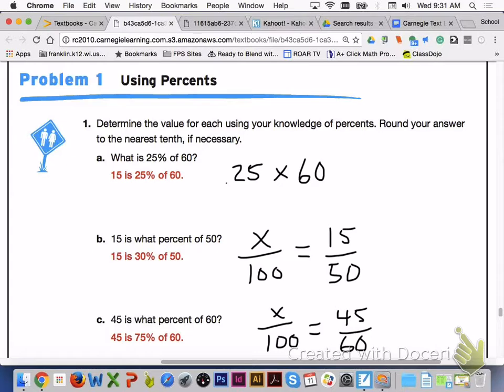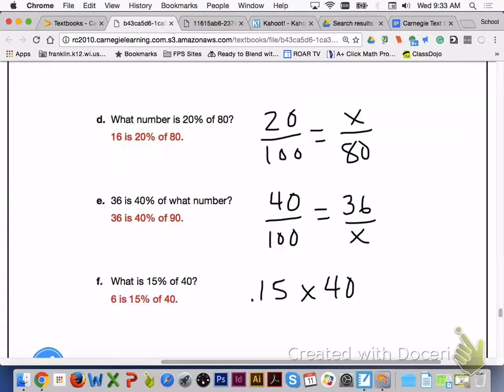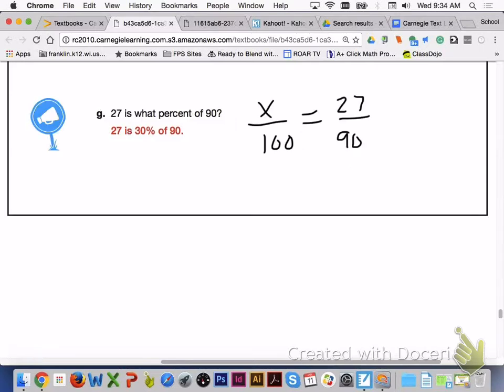For letter A, 15 is 25% of 60. B, 15 is 30% of 50. And for letter C, 45 is 75% of 60. Letter D, 16 is 20% of 80, E, 36 is 40% of 90, and F, 6 is 15% of 40. And finally, for letter G, 27 is 30% of 90.